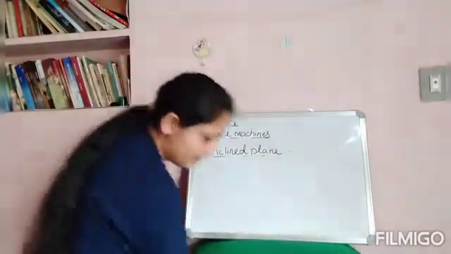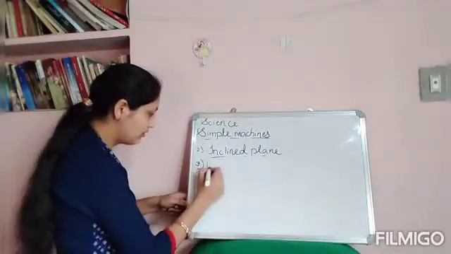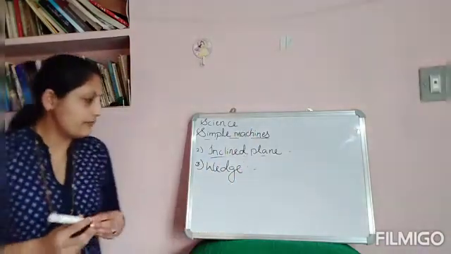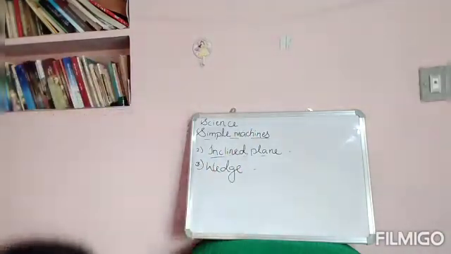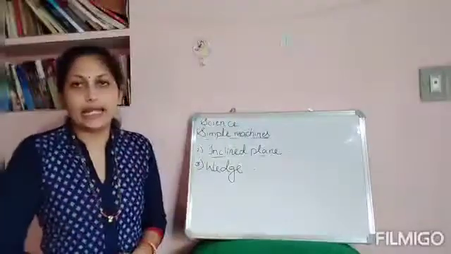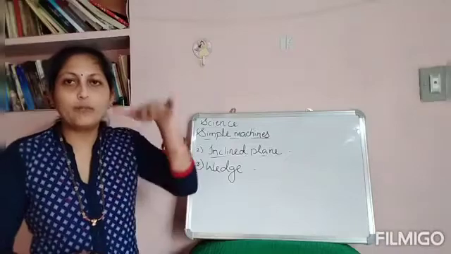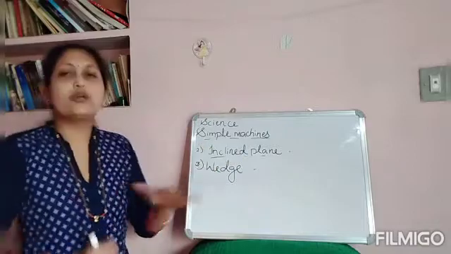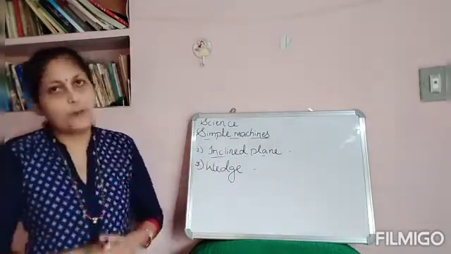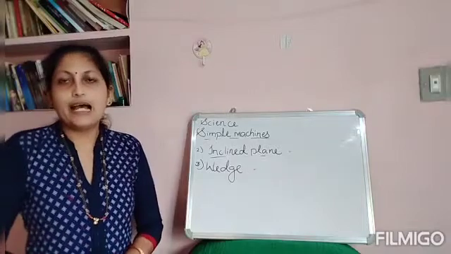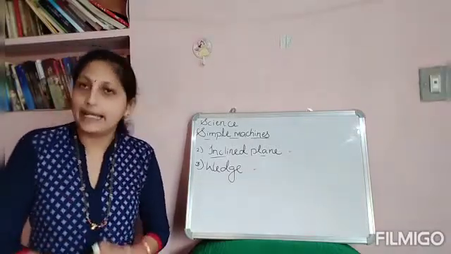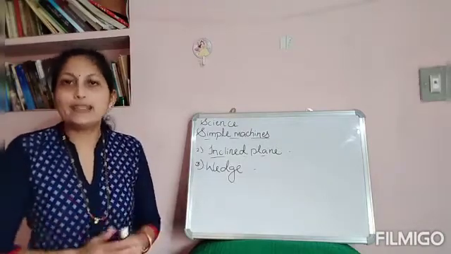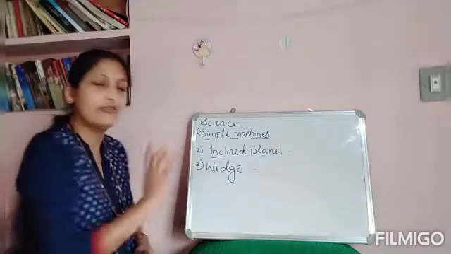A wedge has a flat surface. When two inclined planes are joined together, we get a wedge. It has a pointed end, and it is used for cutting or splitting objects into pieces. For example, you have seen farmers use an axe for splitting wooden logs into pieces, isn't it? So an axe is an example of a wedge.